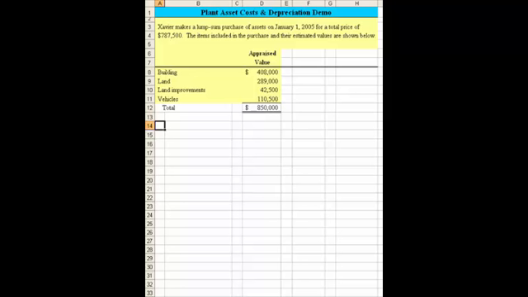Xavier makes a lump sum purchase of assets on the first day of the year, 2005, for a total price of $787,500. The items included in the purchase and their estimated values are given. What we first want to do is prepare a table showing how we would allocate that lump sum purchase to the assets that we've acquired, and then prepare the journal entry to record that purchase.